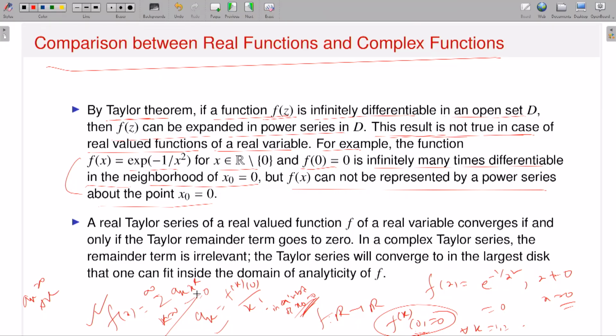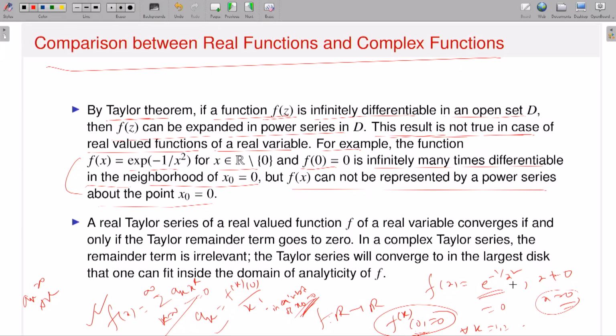So on one hand I have the equality f of x equal to the sum over k from 0 to infinity of a_k x to the power k in a neighborhood of 0, but by the properties of the function, the kth derivative of f at 0 is 0 for all k. So therefore I am saying that f of x is the zero function in a neighborhood of the point x naught equal to 0, but which is not the case, because if I take out x equal to 0, my function is a non-zero function.